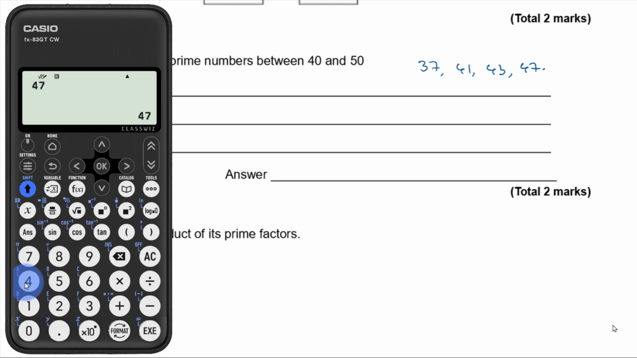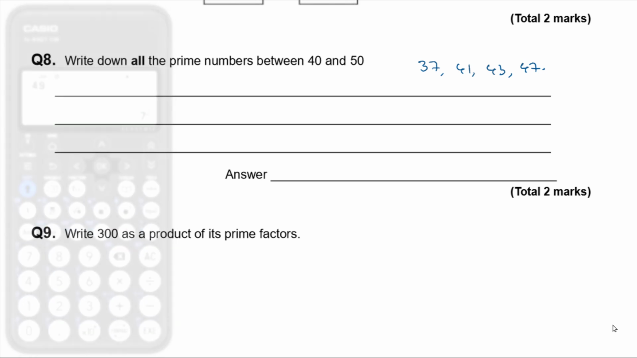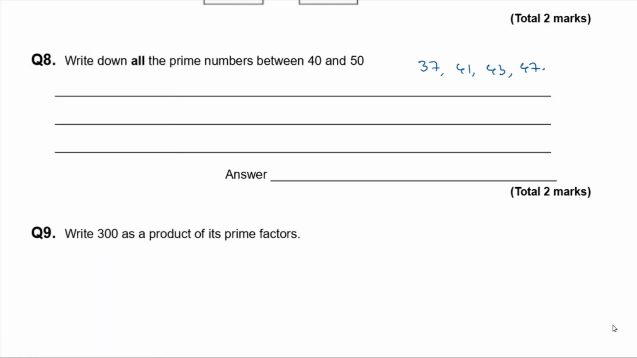Now, if you put in a number that isn't a prime, so if I typed in 49, maybe I was thinking 49 was a prime, and I press shift and then fact, you can see it's going to convert it to 7 squared for me, and I know immediately then it can't be prime because 7 is a factor. Okay, so that's quite a handy button if you just want to know whether or not a number is prime or not, and you've got your calculator, then that's a handy trick to know. So numbers that are between 40 and 50 that are prime, then that's 41, 43, 47.